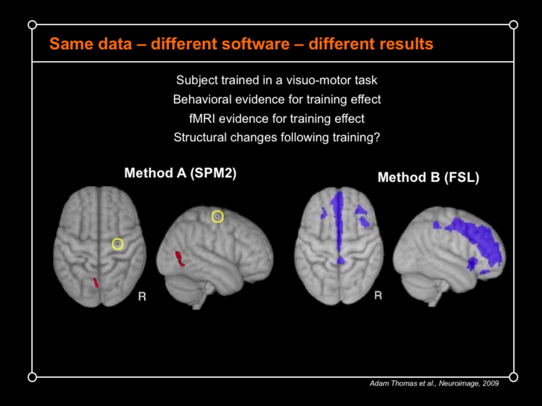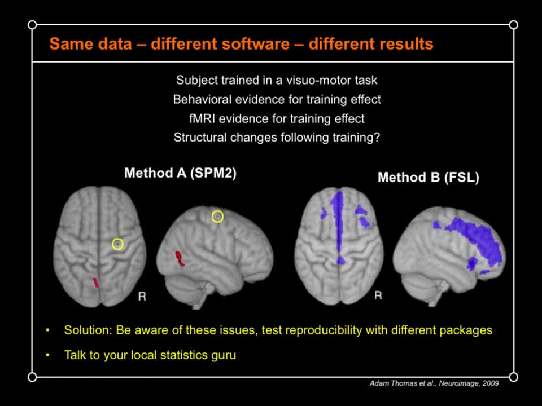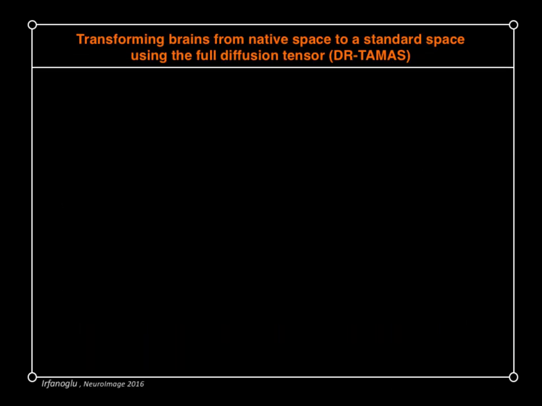Now these are very primitive versions of the software. Many of the bugs have been corrected, but what I've learned from working with software engineers is that software is an organic being. It continues to evolve, so there are bugs being fixed. You need to be mindful of these kinds of things, or it can completely throw you off. So the solution here is to be aware of these issues, test the reproducibility with different packages, and also talk to your image processing guru or your statistics guru to figure out what are the right kind of statistics you need to do, given all these issues that are in play.